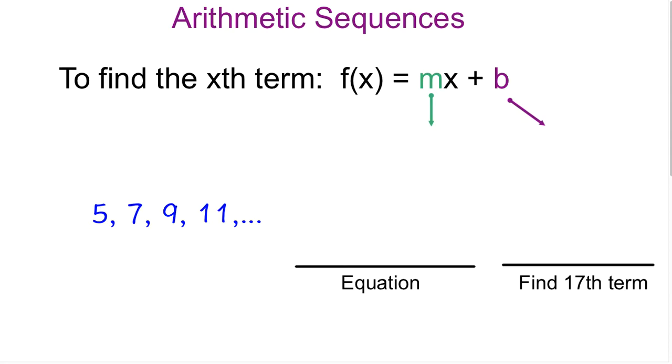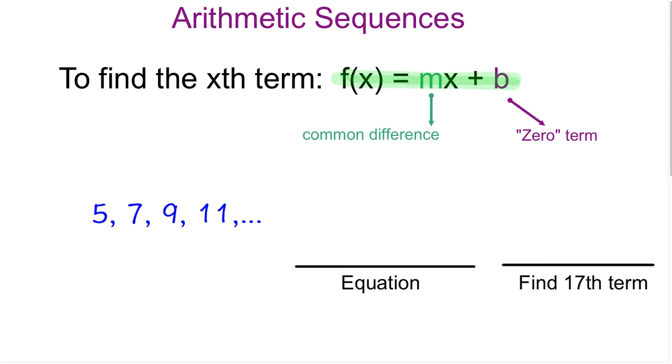Last thing we can do is write an equation. We can come up with a function rule. So in all arithmetic sequences, in order to find the x term, whatever term you're looking for, you can use this equation or function. F of x equals mx plus b. M stands for the common difference, what you're going up by, and b is the 0 term.